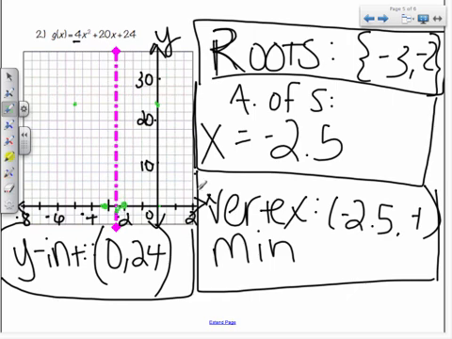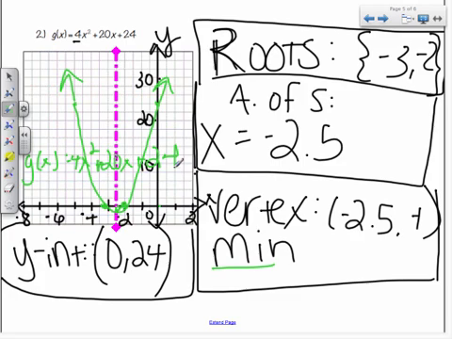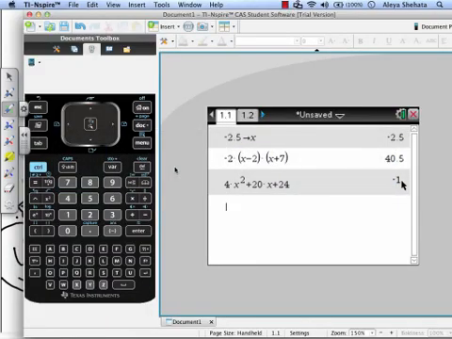Okay, so then I can go ahead and connect my graph just like this. My vertex was a minimum, so that worked out for me. I'm going to write the equation on my graph. G of x equals 4x squared plus 20x plus 24. And then I'm just going to do this right in my calculator just to make sure that it's okay. So let's take a look at this right here.